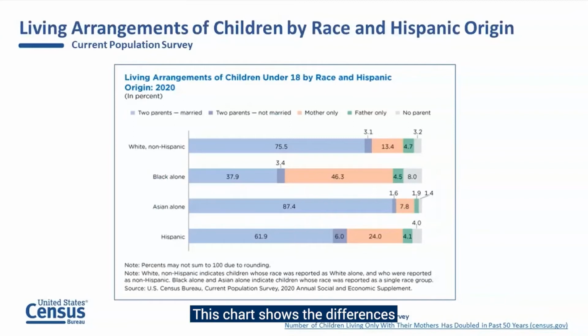This chart shows the differences in living arrangements among race and origin groups. Living with two married parents was the most common living arrangement for children of all race and origin groups other than Black children. Fewer than 2/5 of Black children were living with two married parents in 2020. These children were most likely to live with their mothers only, with nearly half living in this arrangement in 2020. Asian children were the most likely to live with two parents, followed by white, non-Hispanic children and Hispanic children.